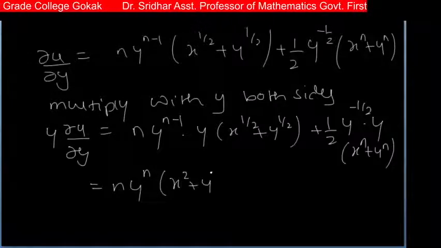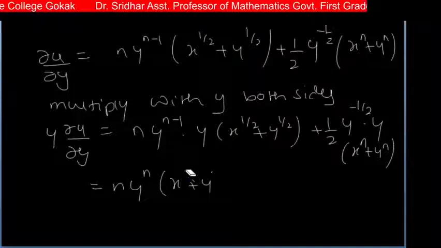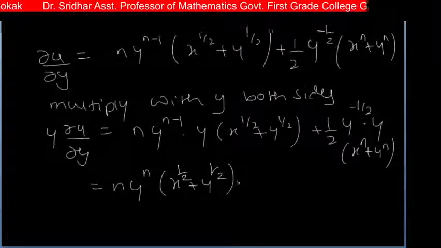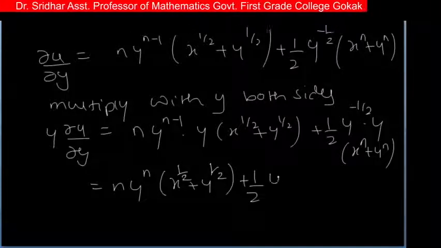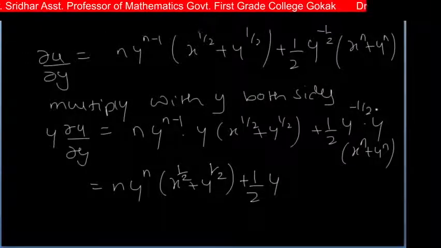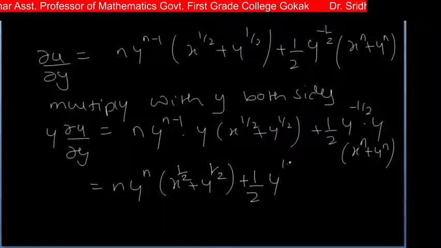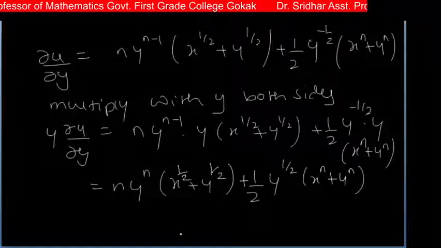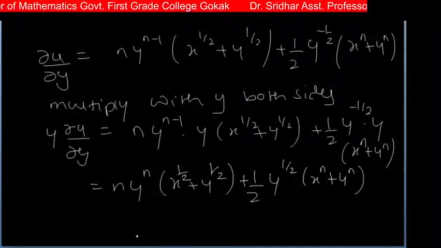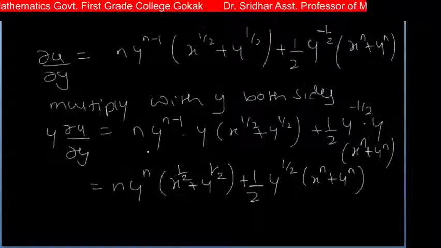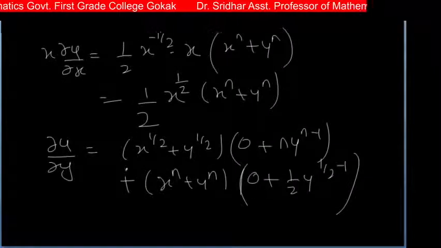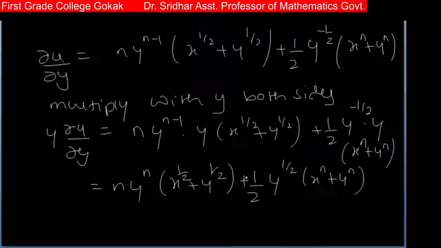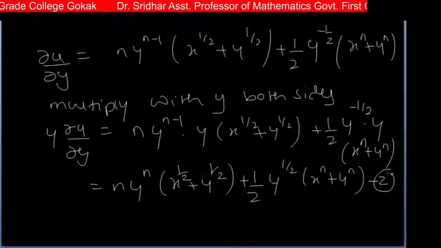into x raised to 1 by 2 plus y raised to 1 by 2, then plus 1 by 2 into y raised to, here 1 minus 1 by 2, it is 1 by 2, 1 by 2 into bracket x raised to n plus y raised to n. Okay, so this is y ∂u/∂y. So now call this equation as 1 and this as 2.